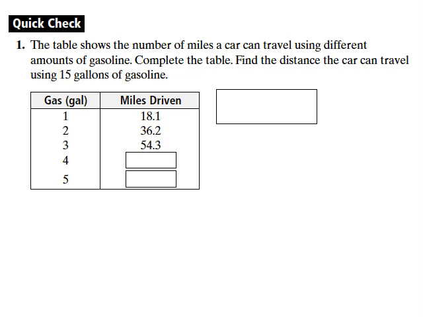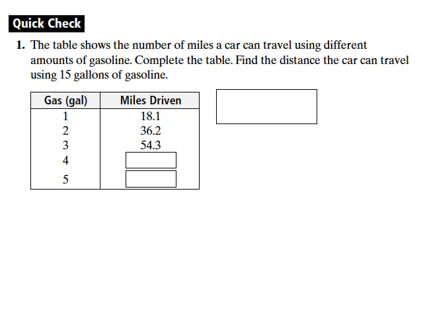Quick check number 1. The table shows the number of miles a car can travel using different amounts of gasoline. Complete the table. Find the distance the car can travel using 15 gallons of gasoline. For 1 gallon, you can drive 18.1 miles. For 2 gallons, 36.2. For 3 gallons, 54.3. So we're taking the number of gallons times 18.1.